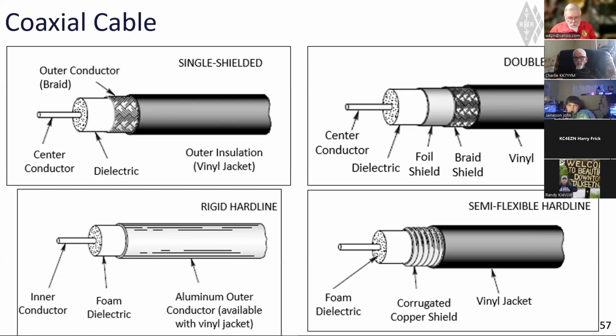Then there's rigid hardline. And that's a fairly soft, usually aluminum outer conductor, and has less loss than the single shielded or double shielded. And the semi-flexible hard line is about the same thing as the rigid hard line, but it's made so that it bends easier.